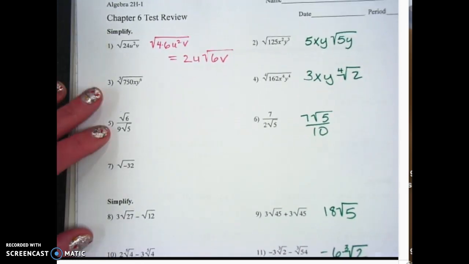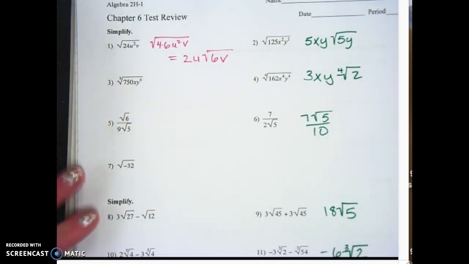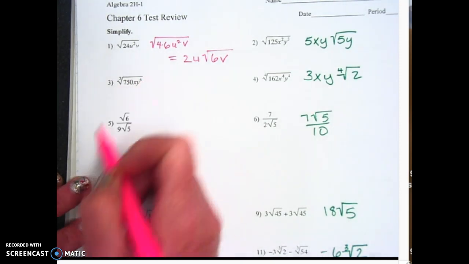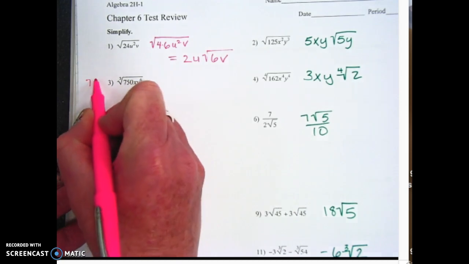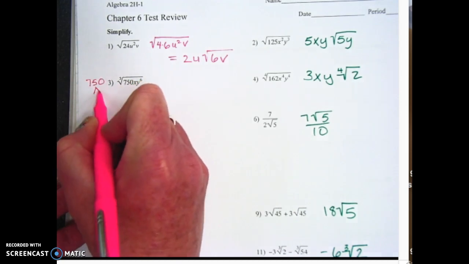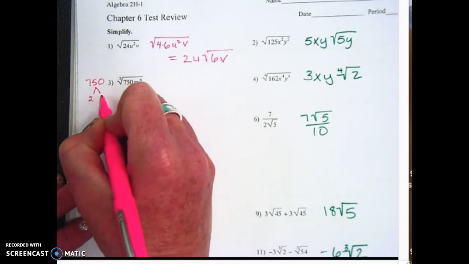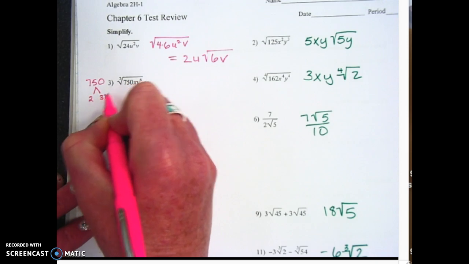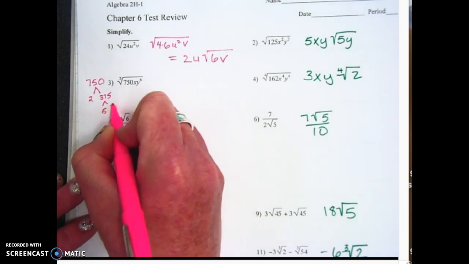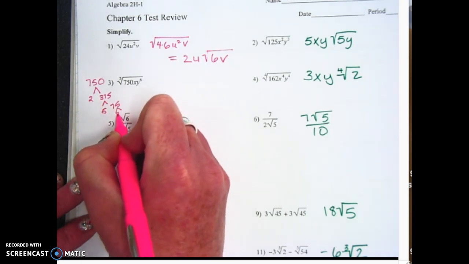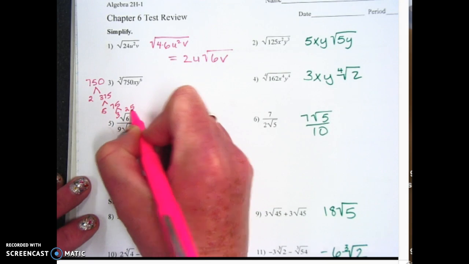For number 3, we wanted the third root of 750, x to the first, y to the 6th. So I need to get the prime factorization of 750. 750 is even, so I know that 2 goes in there 375 times. 5 goes in there 75 times. And that's 3 times 25, which is 5 and 5.